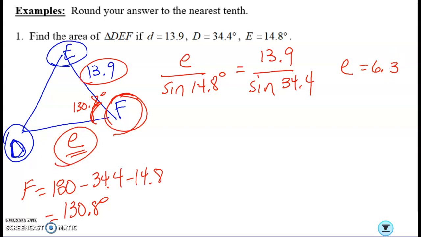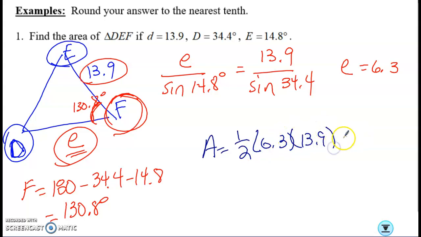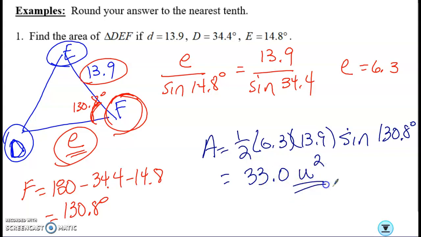So now we're going to use our formula to find the area. So the area of this triangle is 1/2 times 6.3 times 13.9 times the sine of whatever F was, which was 130.8 degrees. And you can use any side angle side. You should always come up with the same area. And this turns out to be about 33.0, and this is area, so we should put some type of units like units squared there.